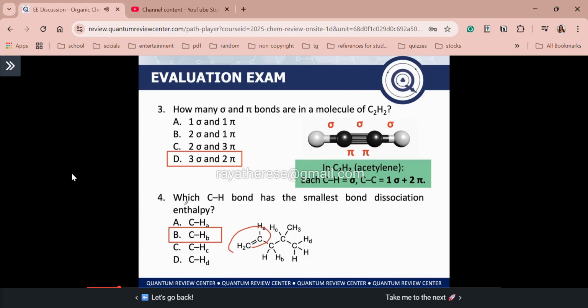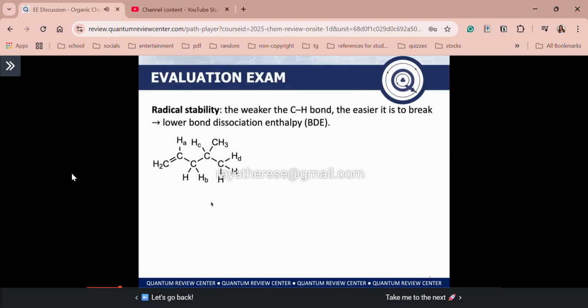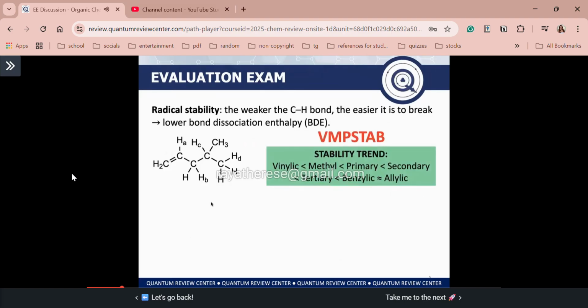Allylic siya because your carbon that will form a radical is directly attached to a carbon that participates in the double bond. So class, remember, different po ang stability ng carbocation and the radicals. So for the stability ng radical, the weaker the CH bond that is here, the easier it is to break. Hence, that will just use lower bond energy in order to dissociate our bonding between the carbon and hydrogen.